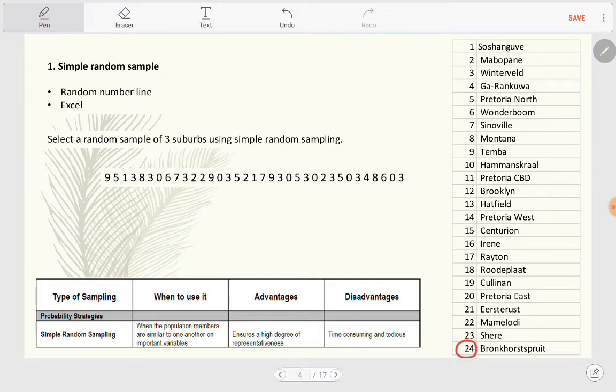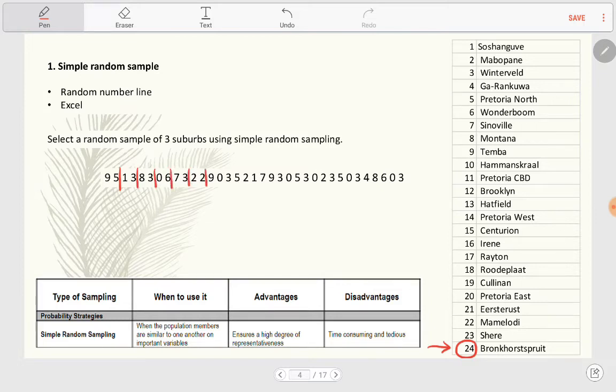Now when you go to your number line, you are going to split it up into 2-digit numbers because you have a 2-digit sample size. So you're going to cut it into 2-digit numbers. Okay? So you get the idea.